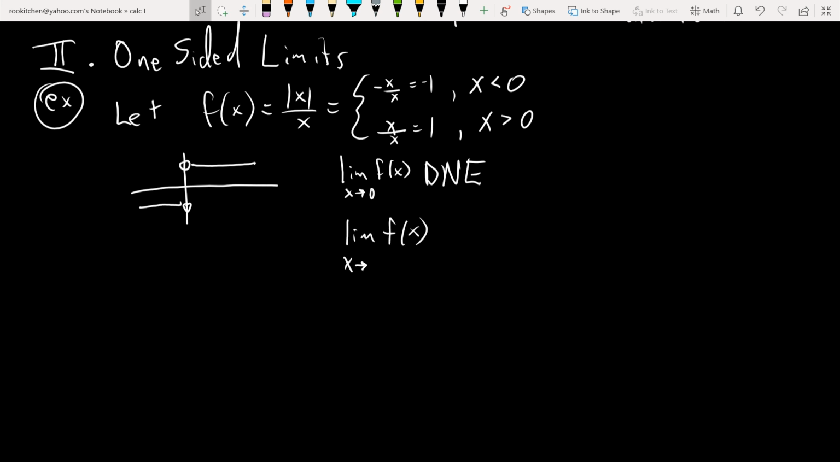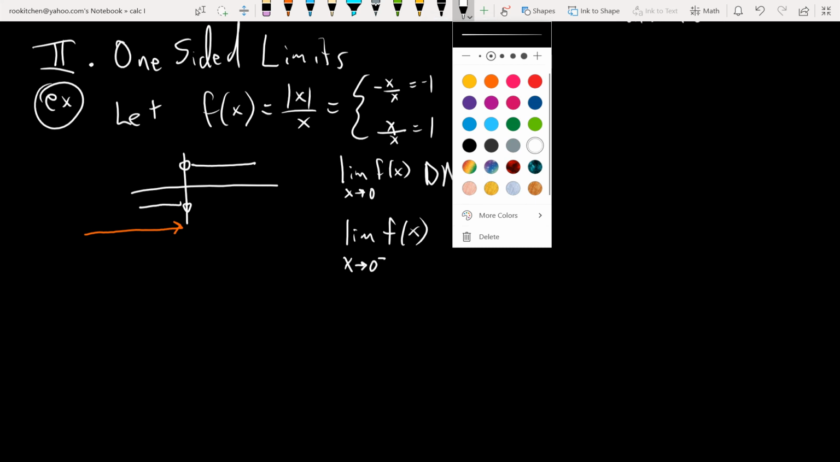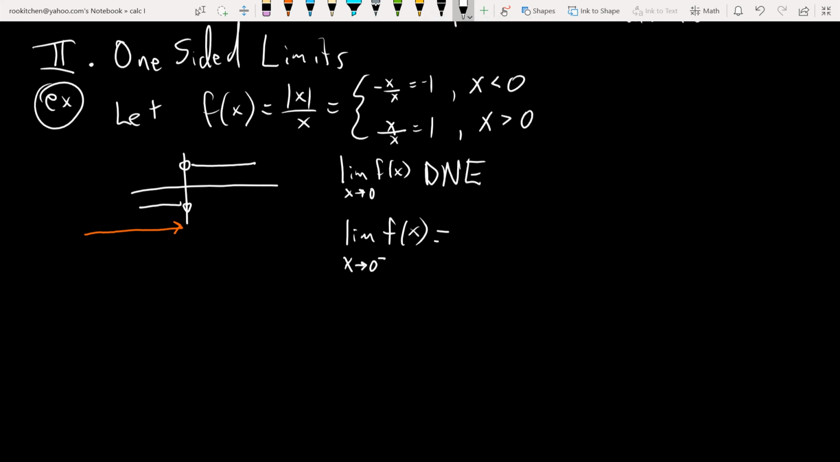In particular, if you want to just look at the approach from the left, that means coming in from the negative infinity side. I'm drawing it in red. As we approach 0 from the left, the y value is always -1. So we can say the limit of f of x as x goes to 0 from the left is -1.